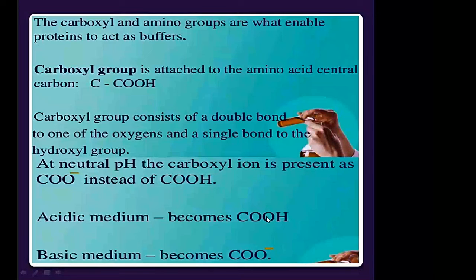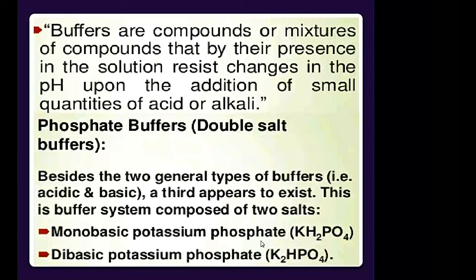So buffers are compounds, or mixtures of compounds, that by their presence in a solution will resist changes in the pH, even by 0.1, upon the addition of even small quantities, or 1 drop, of acid or alkali. That is their function. And you have another buffer system, the phosphate buffer system, called the double salt buffer. Besides the other two general types of buffers, acidic buffer and basic buffer, a third buffer appears to exist. This buffer system is composed of two salts, the phosphate buffer system.